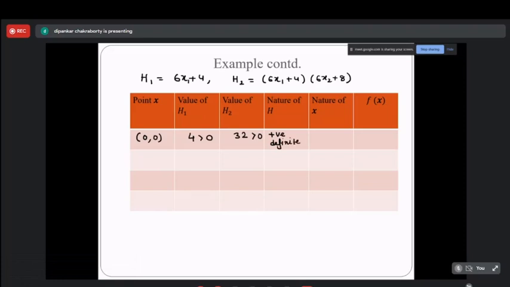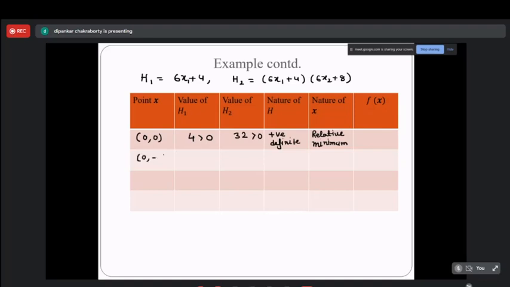So what is the nature of X then? If it is positive definite, what will X give us? Relative minimum. Very good. And you can easily find the functional value at that point also. Okay, next point.